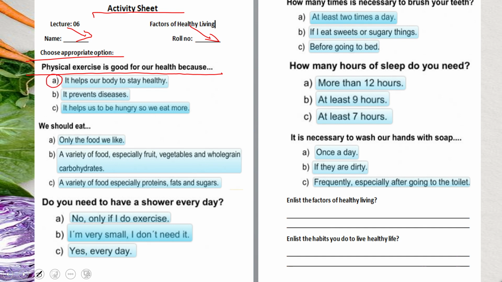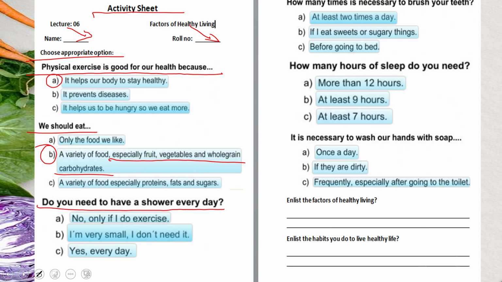It helps our body to stay healthy. We should eat a variety of food, especially fruits, vegetables and whole grains, and also proteins, fats and sugars. We must eat fruits, vegetables, whole grains and carbohydrates because these are the largest group on our plate, जो कि सबसे ज़्यादा हमें लेना चाहिए.